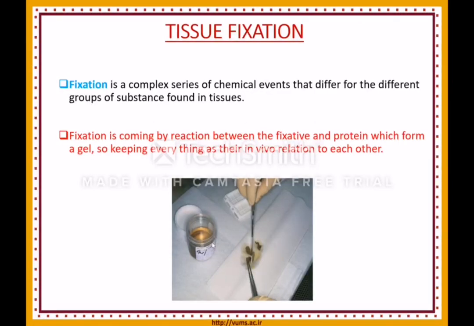Tissue fixation. What is fixation? Fixation is a complex series of chemical events that differ for different groups of substances found in tissue. In fixation, we use some chemical or maybe some physical materials to fix the tissue that prevent lysis of the tissue. Fixation is a reaction between the fixative and proteins that are in the cell membrane, keeping everything as it was in vivo in relation to each other and in vivo structure.